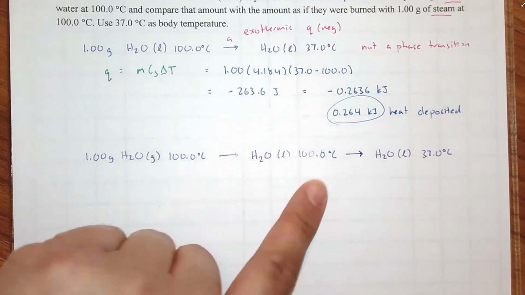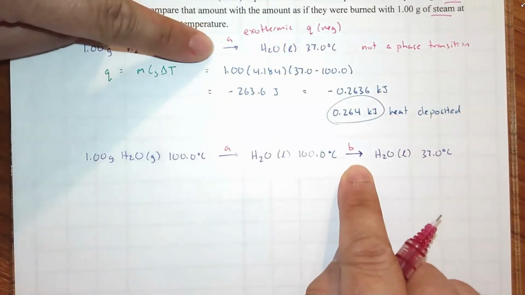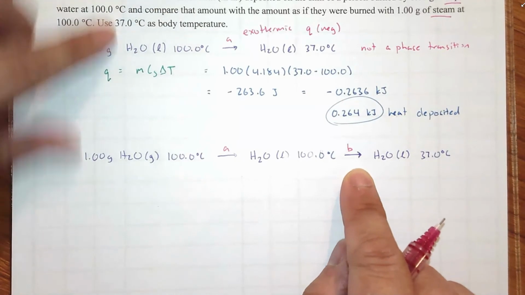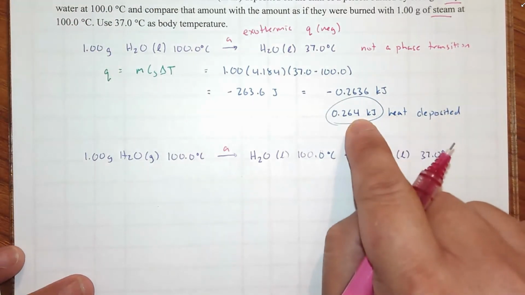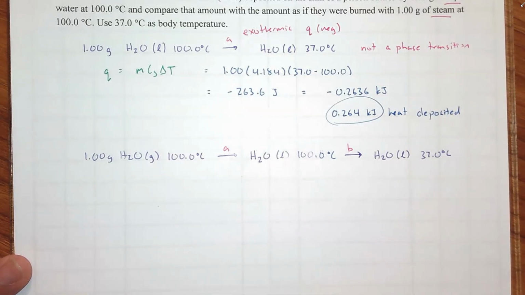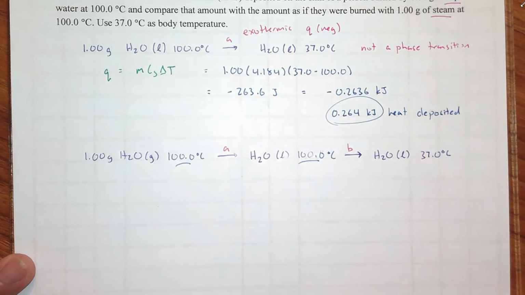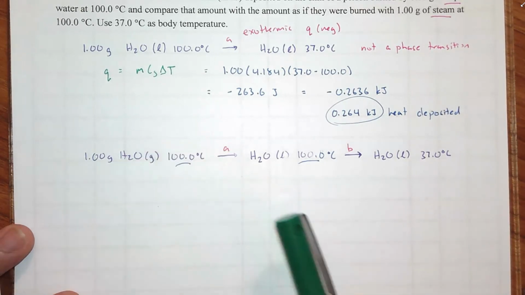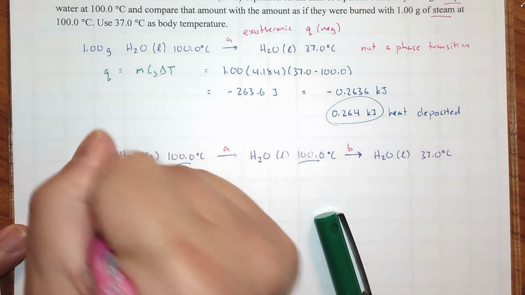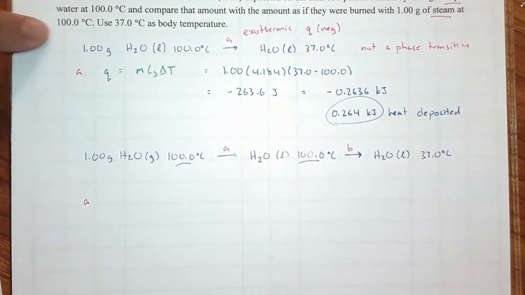But this process, process B, is the same as this up here, right? It's the same process. So we're going to use this number again. We're going to add it. But we need to figure out this one. You notice that it stays at 100 degrees. This is a phase transition. So now for process A, we can label this also. This is process A for this problem.